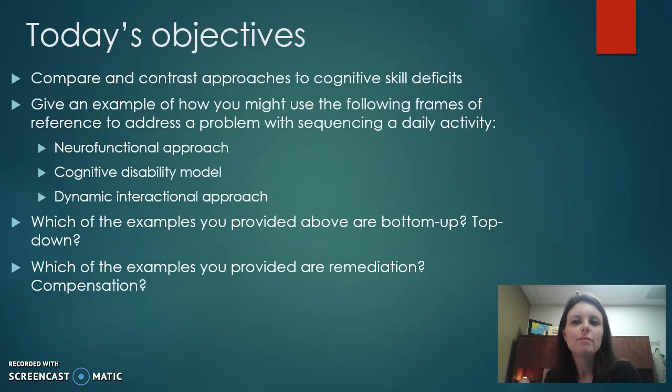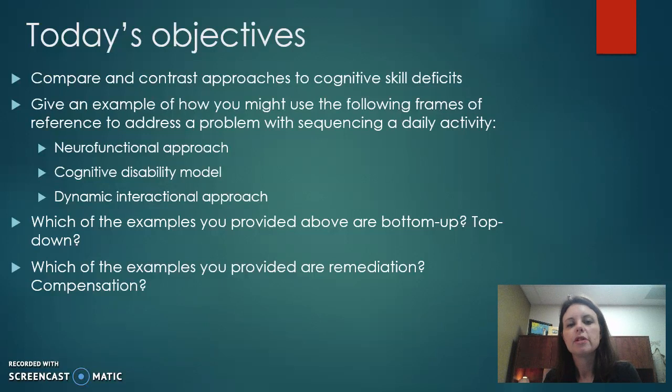Okay, so today's objectives are going to be the following. Can you compare and contrast approaches to remediating cognitive skill deficits? Give an example of how you might use those frames of reference to address a problem with, for example, sequencing a daily activity. Sequencing is just one example of a cognitive skill. Feel free to use other examples as well as you're trying to understand these different models.